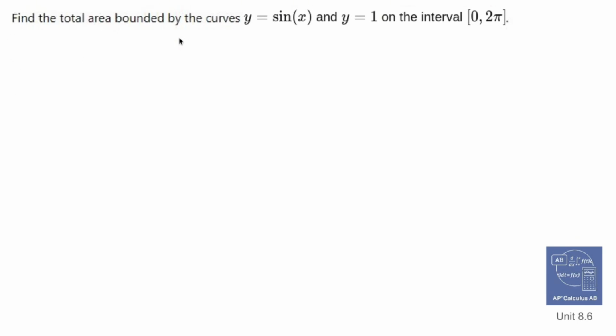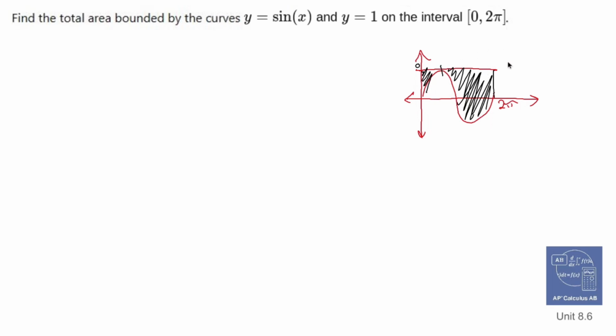Find the total area bounded by the curves y equals sine x and y equals 1 on the interval 0 to pi. This is me getting ready to draw out sine x. It looks like this, and it stops there at 2 pi. It peaks out at 1. So I care about this stuff going on right here. I care about the area here from 0 to whatever u is, and from whatever u is to 2 pi. Okay, so I need to find what that point is right there.